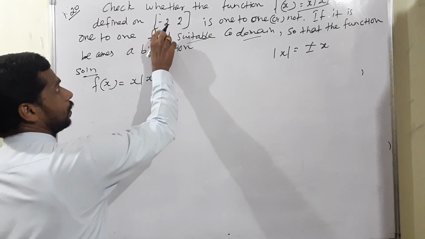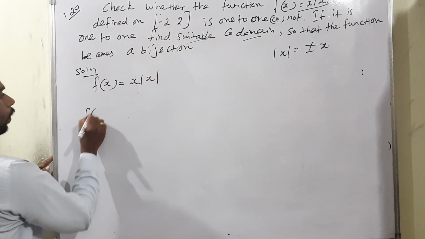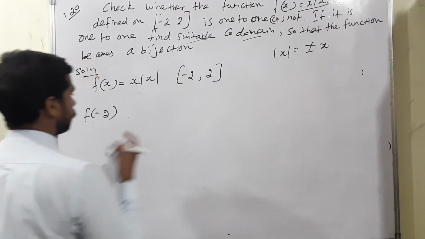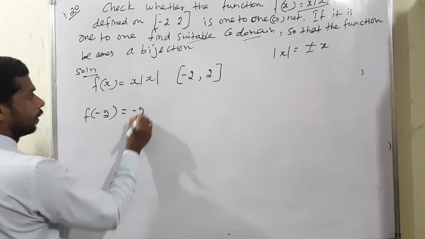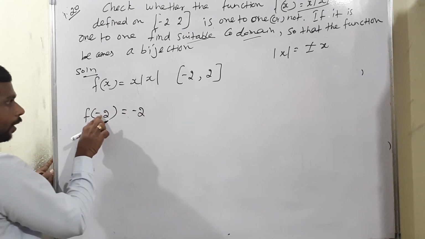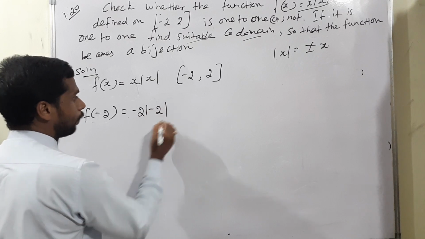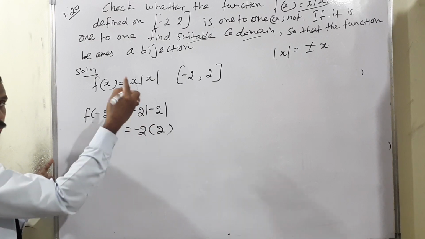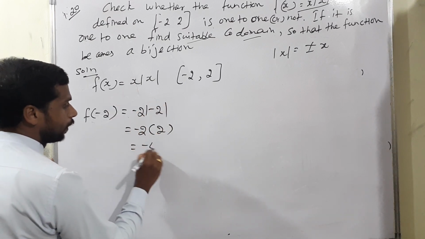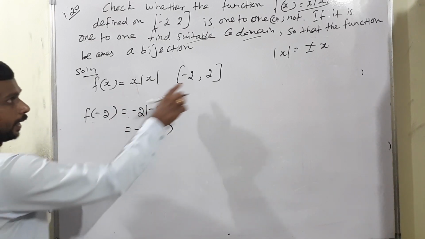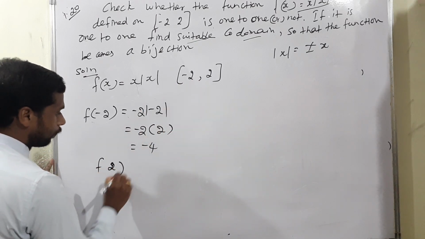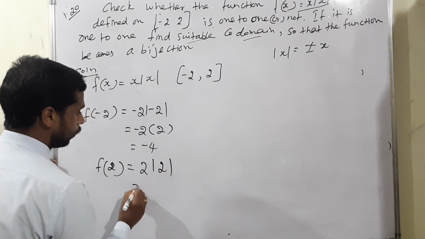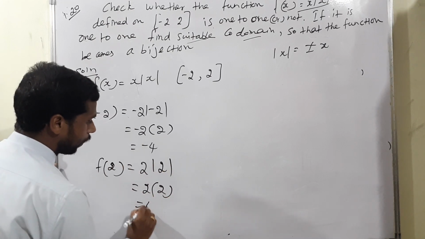The given condition is the closed interval minus 2 comma 2, isn't it? What will happen? f of minus 2: look at there, the x value I have considered is minus 2. Again modulus of minus 2. If you remove the modulus, the negative value is converted to positive. Again negative 2 into 2 means the output we have is negative 4. Next case, positive 2. f of 2 is modulus of 2, again 2 into 2. Output we have is 4.